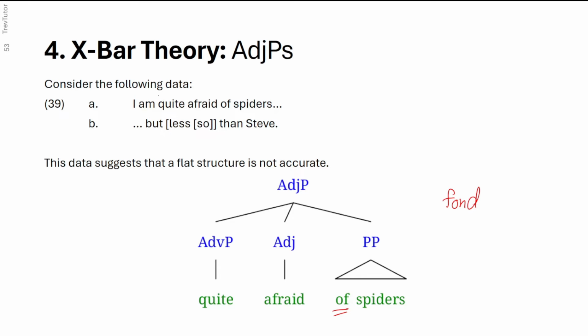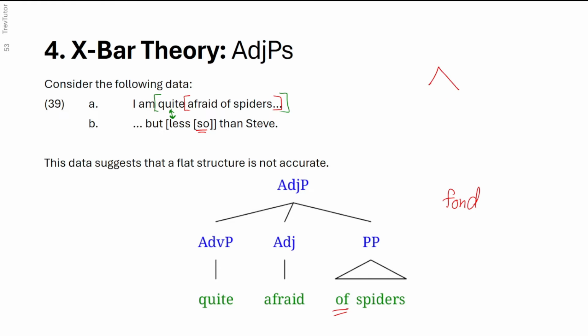So, "I am quite afraid of spiders, but less so than Steve." What this is telling us is that "quite" and "less" have this equivalence to them because these are both adverbs. They're talking about how afraid you are. And then "so" is essentially replacing "afraid of spiders." So "afraid of spiders" is a constituent, and then "quite" attaches after.